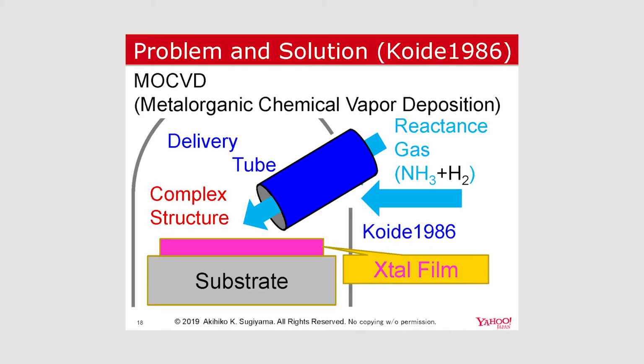He proposed a solution, that is an introduction of a delivery tube. He introduced this tube to carry this reactance gas to the surface of this substrate so that the gas is conveyed to the substrate, and there will be a crystal film deposited on the surface. This is his solution. However, when you look at this reactor, you need this delivery tube, which makes this reactor structure more complex. So it is not that good, but it is useful.